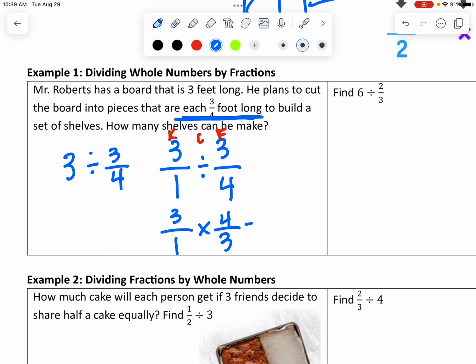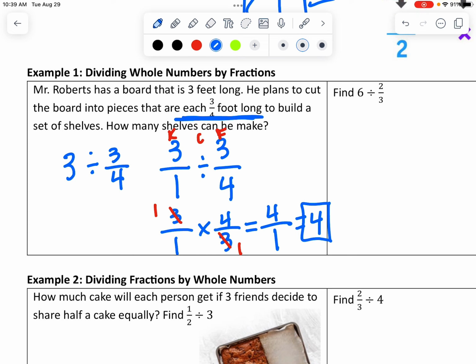I teach my students, I call it cross-dividing. Some teachers have called it the butterfly method. But we can see diagonally what we can divide, what we can simplify. And I know I can simplify both of my 3's. So I can divide this 3 and this 3 both by 3, so they cancel out and they just become 1's. So if I multiplied across now, I would get 1 times 4 is 4, and 1 times 1 is 1 on the bottom, which is just 4.